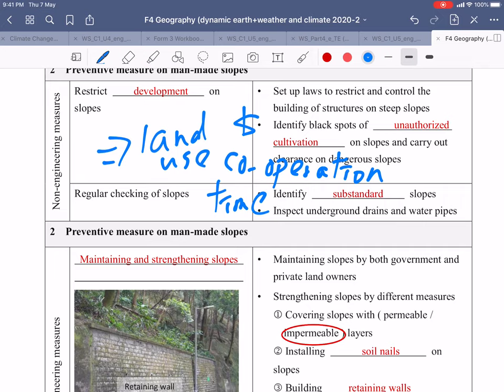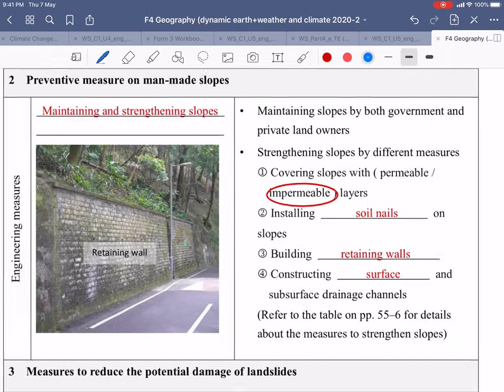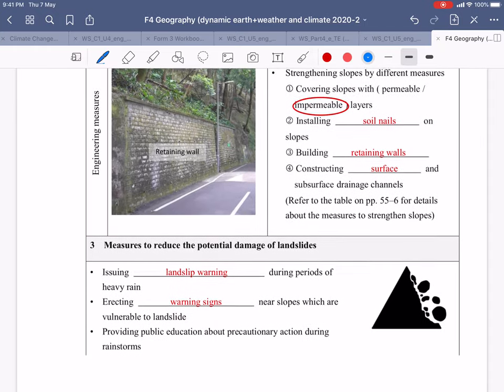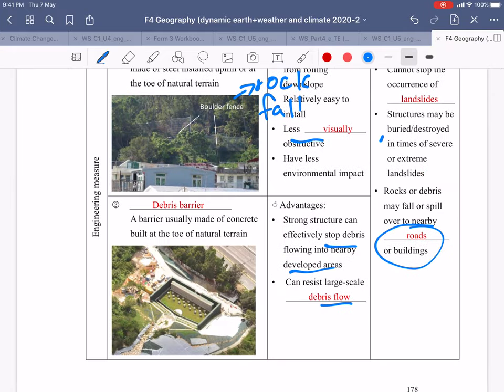Because we have several thousand, 60,000 man-made slopes in Hong Kong, okay? Maintaining and strengthening of the slope, okay? Which one is good, which one is not good, okay? You can make use of the previous things, okay?